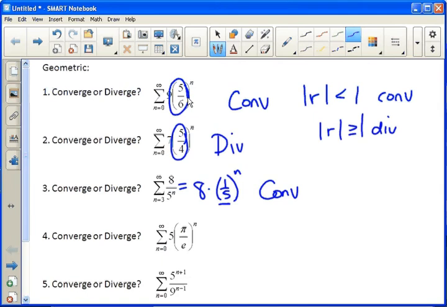On number 4, pi is 3.14. e is 2.71. I'm rounding, but we can tell very easily it is bigger than 1, which means this will diverge.